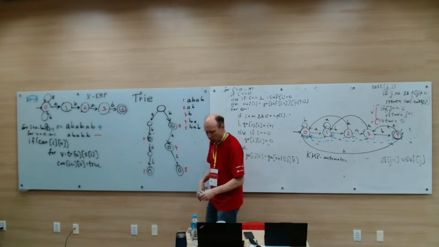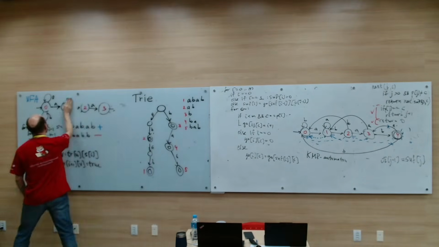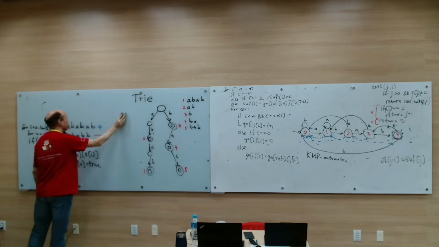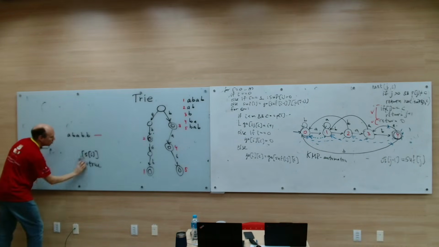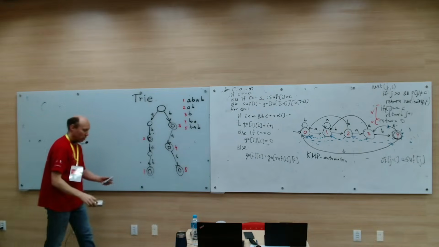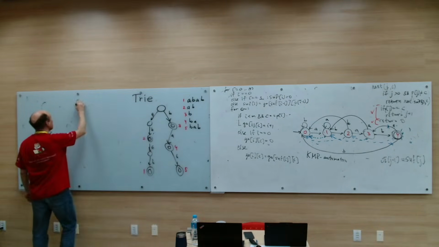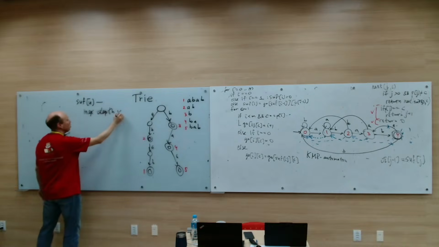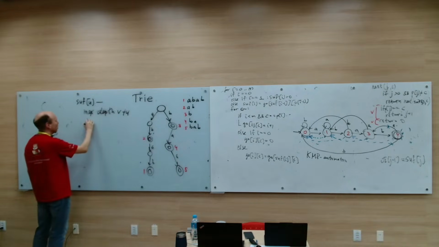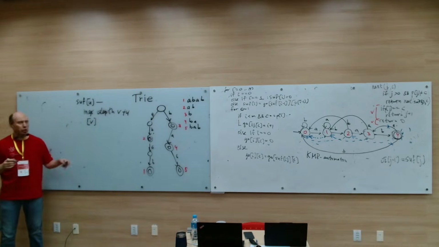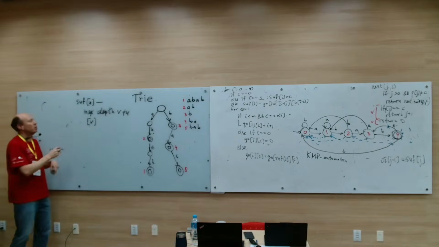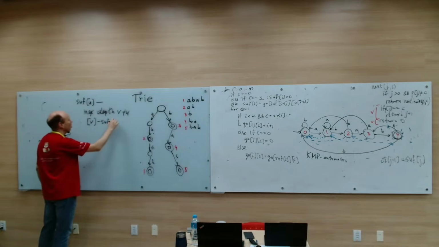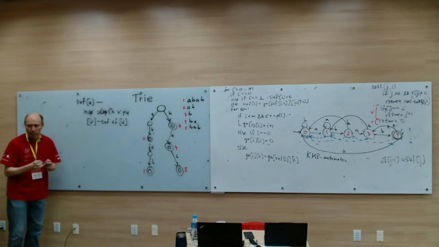So in this case, a prefix of any string in the trie is just a vertex of the trie. So the suffix link in the trie is the maximum-depth vertex v, not equal to u, such that the string that goes to v is a suffix of the string that goes to u.